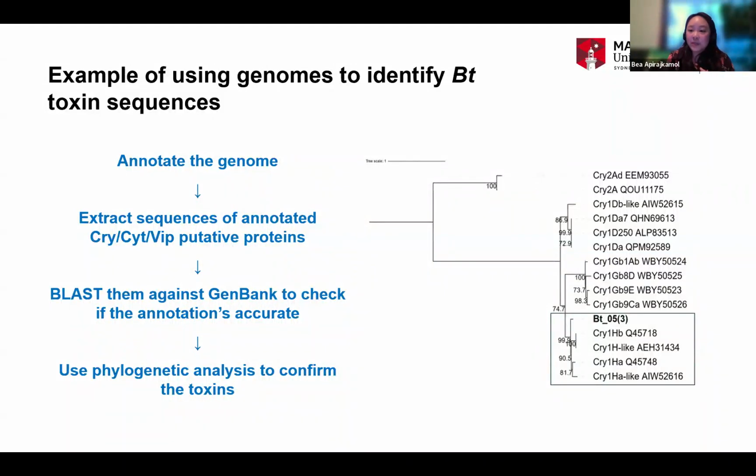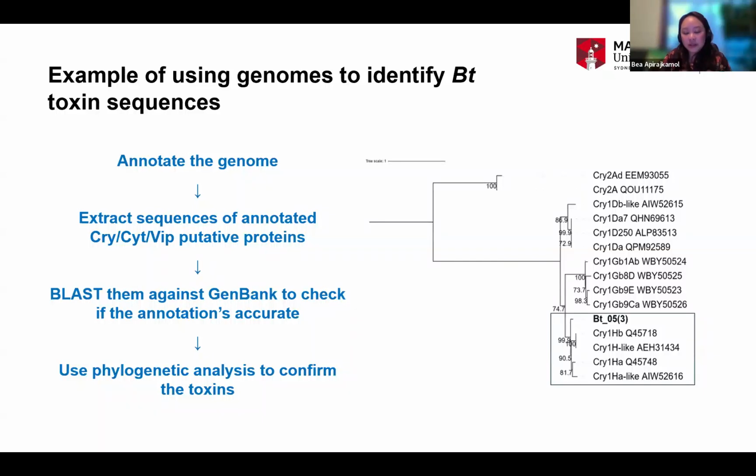To identify the Bt toxin sequence, first we need a genome, and we need an annotated genome. When you annotate a genome, you will get the gene names of the particular genes that you have. What I did was extract the sequences that were annotated as cry protein, crystal, VIP, or proteins that we know might be toxic against Lepidopteran species. And then I confirmed the results by blasting them against GenBank.